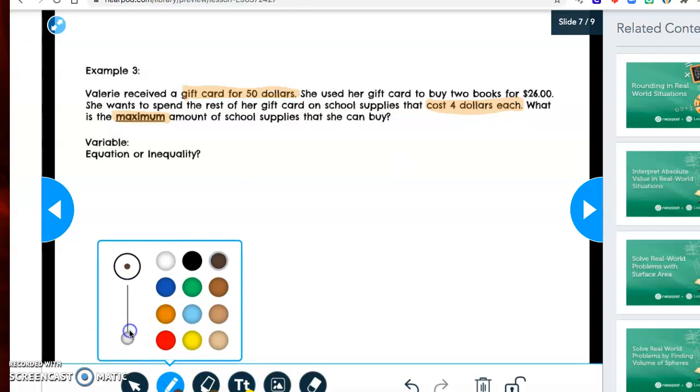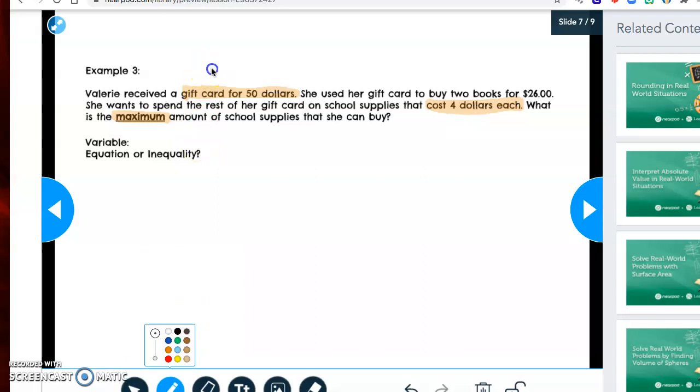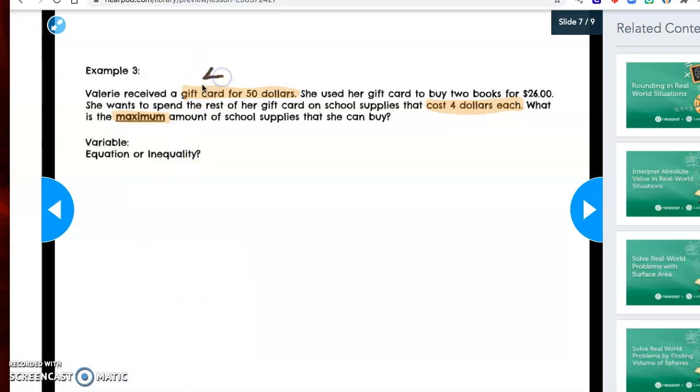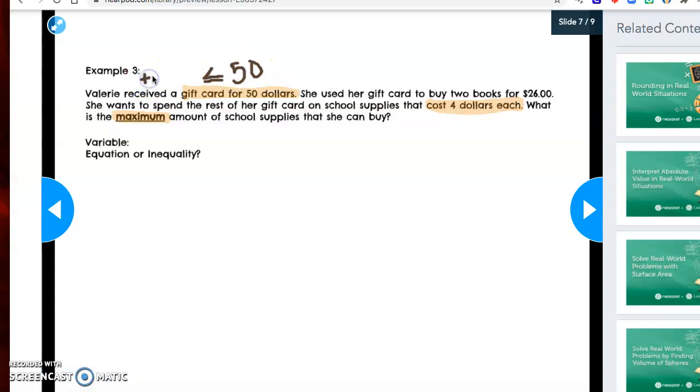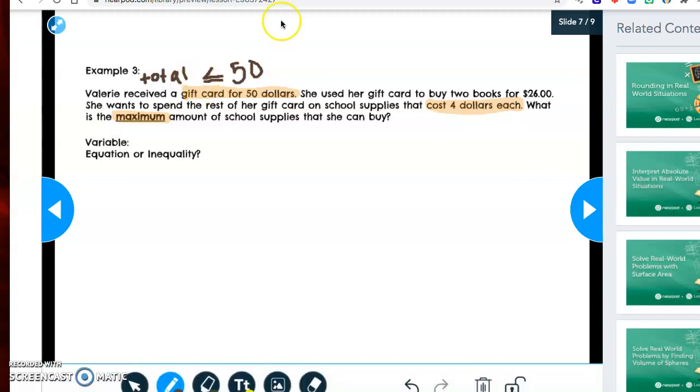She can't spend more. She has to spend either less than 50 or exactly 50. So her total, however much she buys, has to be either less than 50 or equal to 50. All right, so now here's where we set this up.